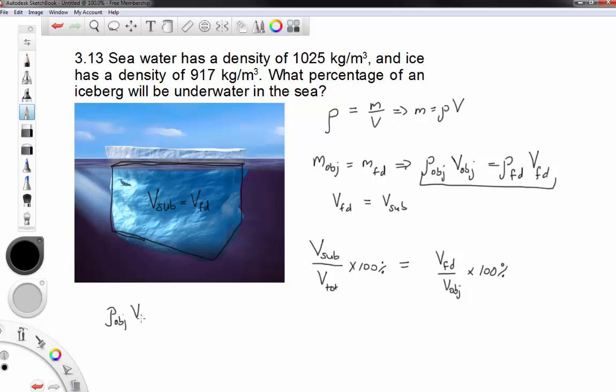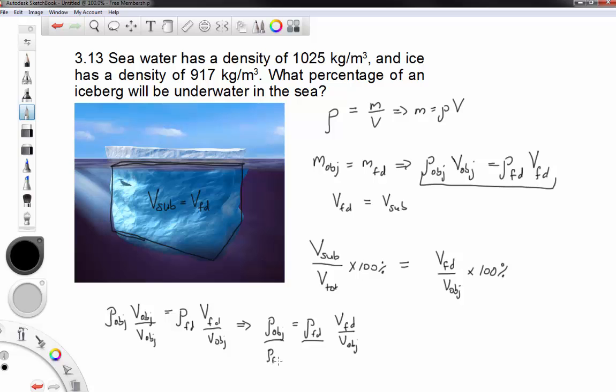So if you have rho object times V object, and that's equal to rho of the fluid displaced, the density of the fluid displaced, times the volume of the fluid displaced. And you want the volume of the fluid displaced over the volume of the object. Then you should divide both sides by the volume of the object. All right, so this right here gives us that the density of the object is equal to the fluid density times this ratio that we're wanting, fluid volume over object volume.